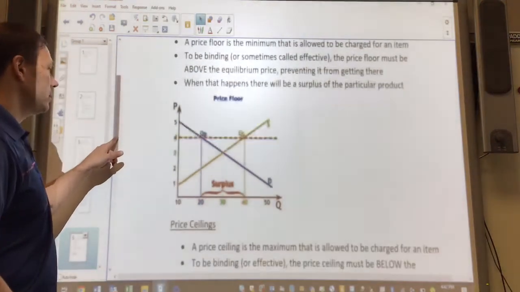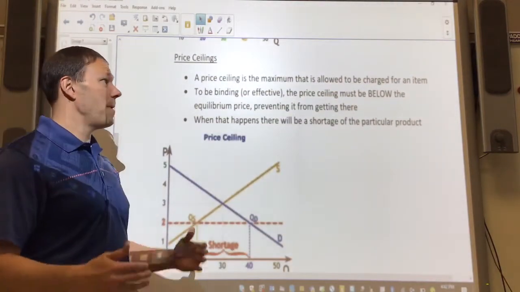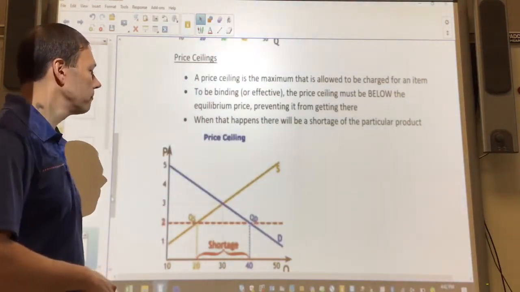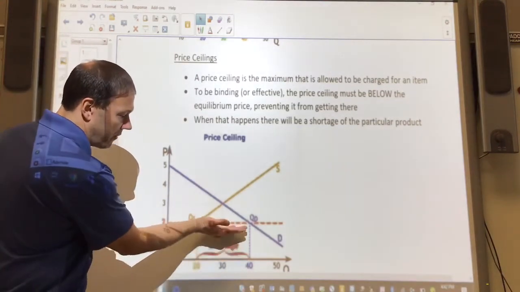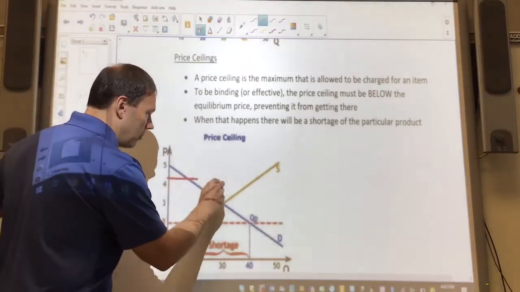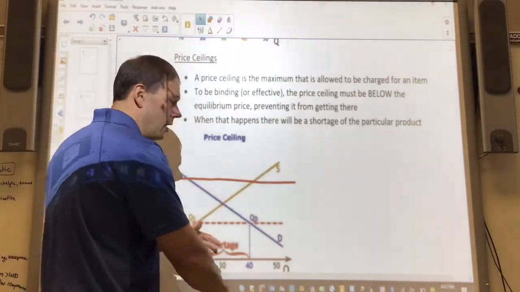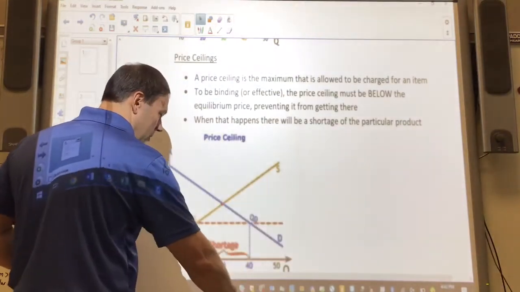And then, of course, price ceilings are pretty much the exact opposite of everything we just said. That's a maximum. Okay, think of a ceiling. It's the most you can charge for something, so it's a maximum. To be effective, it has to be below equilibrium price, preventing the price from getting where it wants to get. Again, if I put my price ceiling up here, no problem, right? Because the price is going to get there where it should be. Supply equals demand, no shortage, no surplus. But if I can't get there, then we have a real problem.